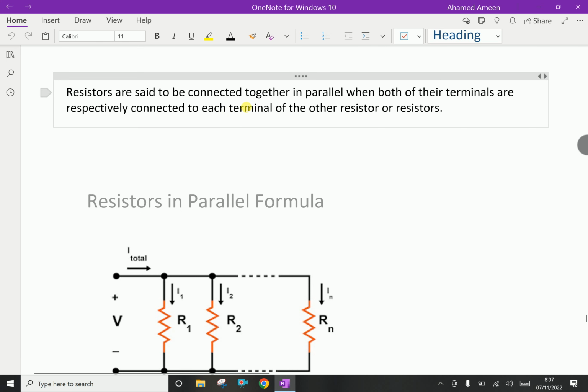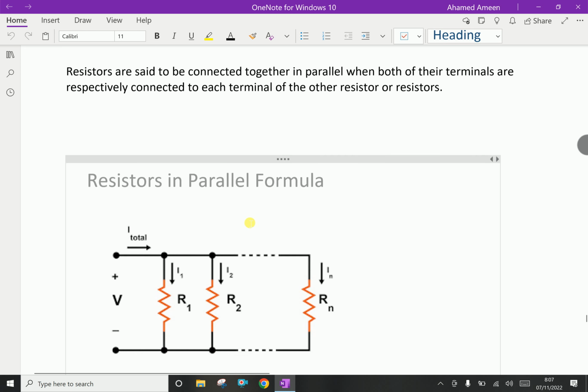In electrical engineering, let us discuss resistors in parallel. Resistors are said to be connected together in parallel when both of their terminals are respectively connected to each terminal of the other resistor or resistors.